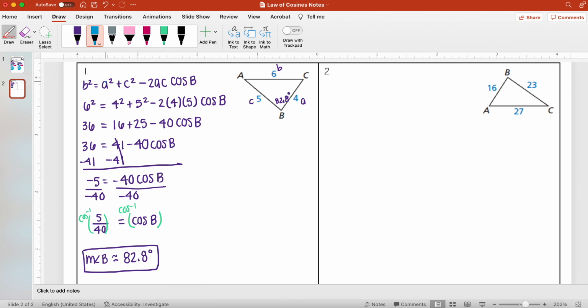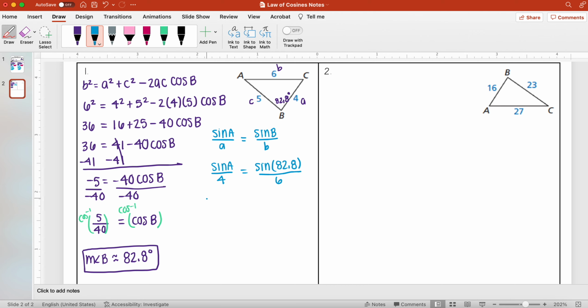Now from here, I can use our law of sines to find another angle measure. So it doesn't matter which one you choose. I'm just going to go ahead and go with A. So I have sine of A over A. Again, I want it in this order since I'm finding an angle measure. And now that I have the angle B and side length B, I'm going to set this equal to sine of B over B. Well, side length A is 4. My angle B is 82.8 like we just found. And side length B is 6.